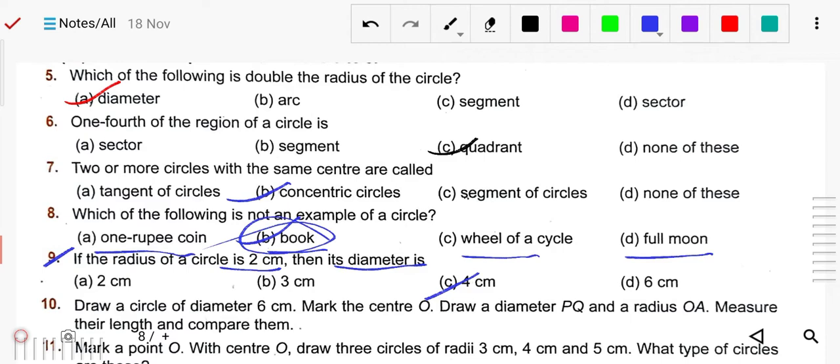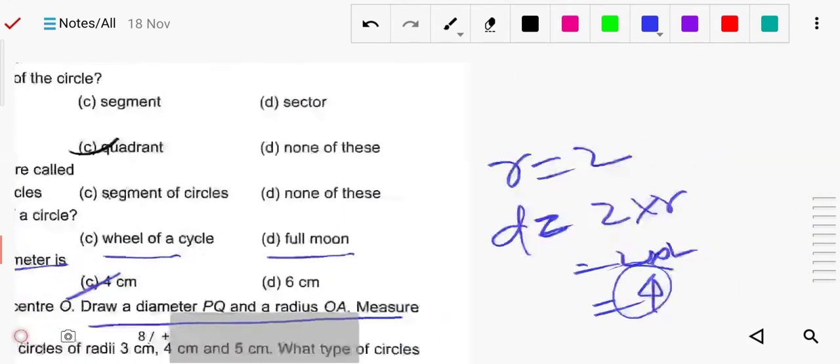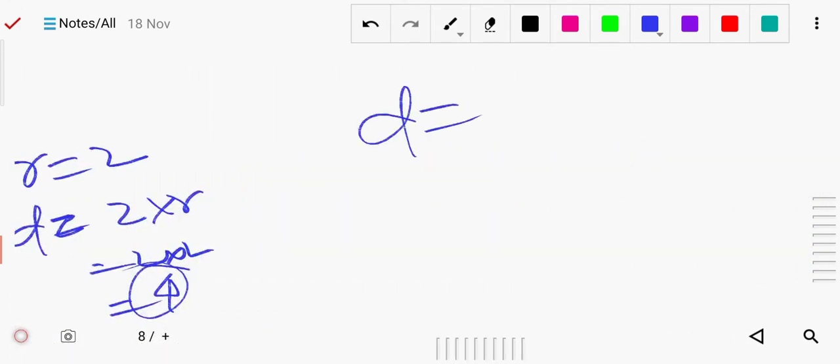Mark center O. Draw diameter PQ of a radius OA. Measure the length and compare them. So you have to draw it with the help of a compass. You just take the circle with diameter 6. Diameter 6 means the diameter is 6 centimeters.